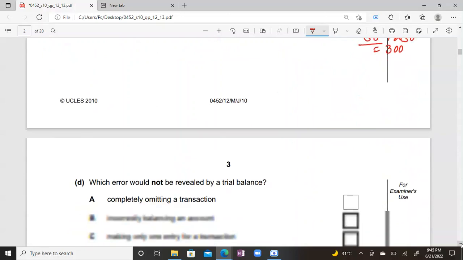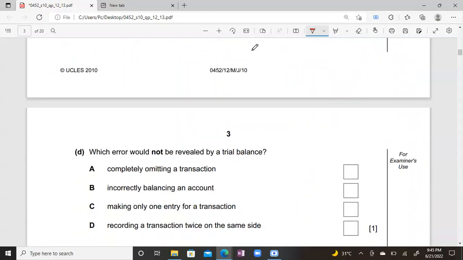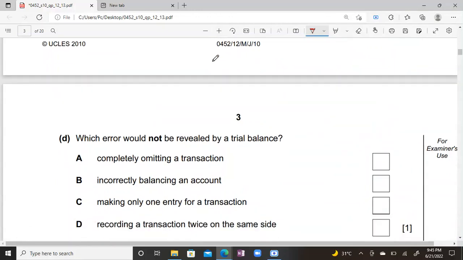Let's go to the next multiple choice. Which error would not be revealed by a trial balance? Here you can see that this is in bold. Not revealed means it will not be shown by a trial balance. Four options are there: completely omitting a transaction, incorrectly balancing an account, making only one entry for a transaction, and recording a transaction twice on the same side.